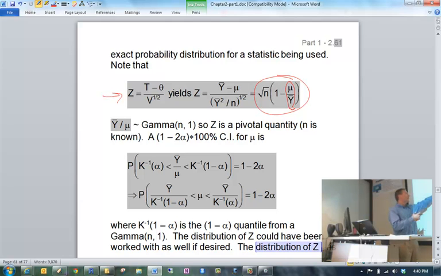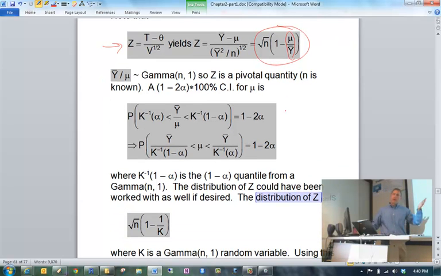Some variant of this gamma. Note also this means that Z is a pivotal statistic. There's nothing unknown in there. Nothing unknown with respect to the distribution. Pivotal statistic.